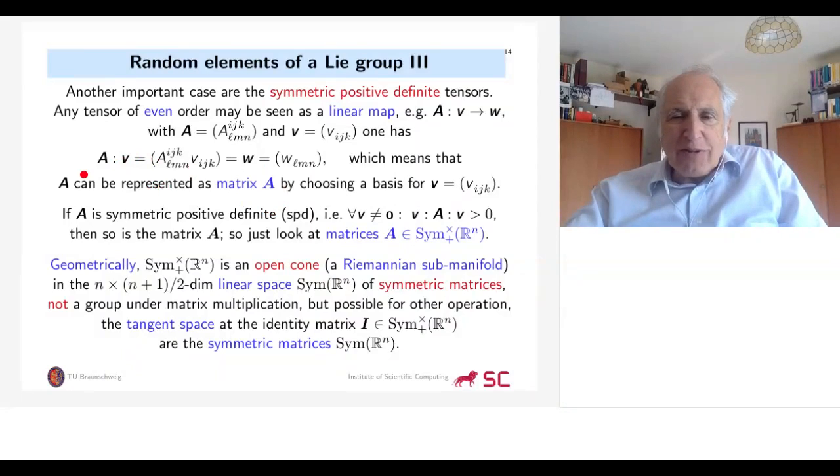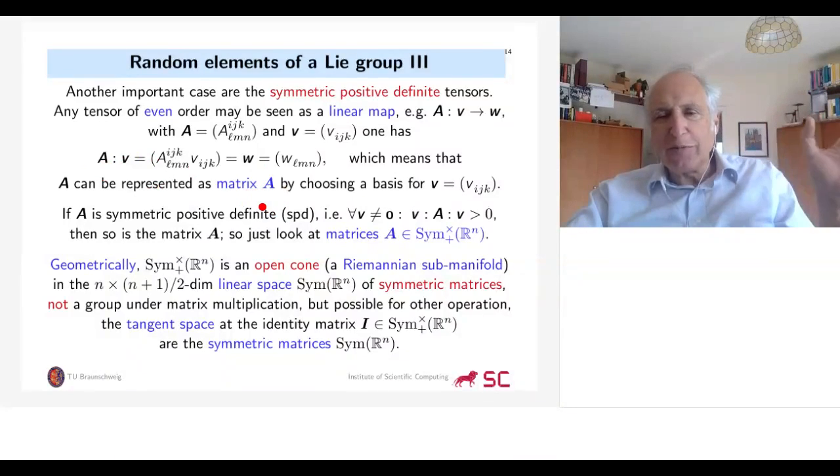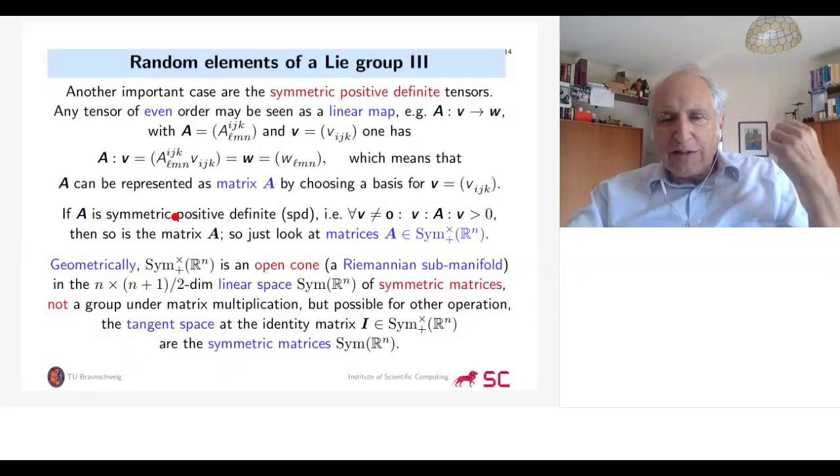So that means I can represent this tensor as a matrix, and it's very well known. It's called the Voigt representation, for instance, to represent the elasticity tensor as a matrix. The elasticity tensor is a fourth order tensor, but it's often represented as a matrix. You do this by choosing a basis for the tensors here. Okay, and it's symmetric positive definite exactly when this matrix is so. Okay, so we're going to look now at positive definite matrices. Yeah, and then via this correspondence, you can go back to the tensor.